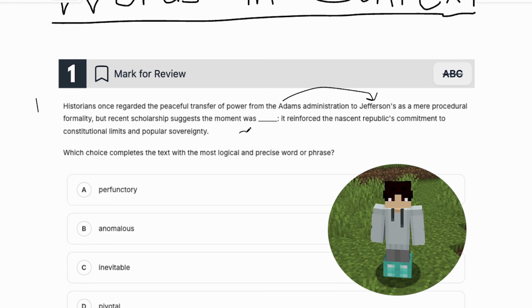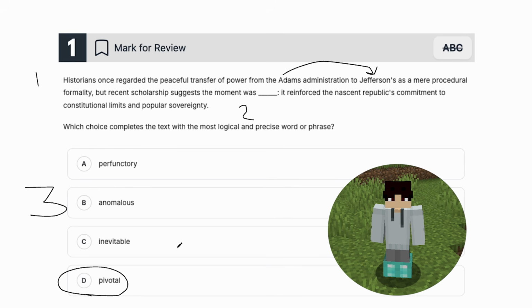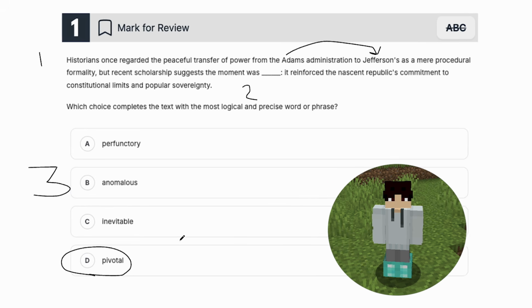So at this point, we want to make a prediction again. What word best goes in there? Scholarship suggests the moment was blank. It's probably going to say it suggests the moment was pivotal or really important. And then all we have to do finally is look at the choice that best matches it. Okay, pivotal is literally one of the choices. Typically, it's not going to be that simple, but oftentimes it will be fairly basic.